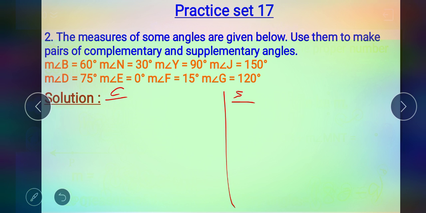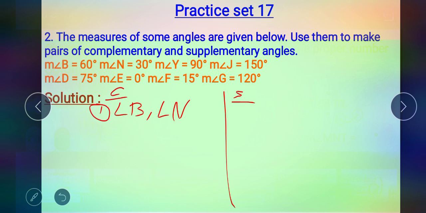When I take angle B first, suppose taking the first pair, angle B is 60. So here its complement should be 30. 60 plus 30 is 90, students. So here the complement should be 30, we'll get angle N. 60 plus 30 is 90 degrees, students.